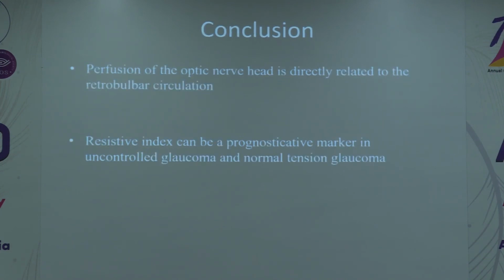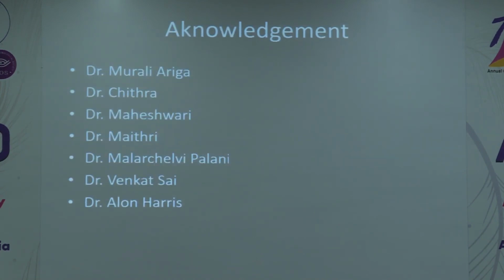So to conclude, perfusion of the optic nerve head is directly related to retrobulbar circulation, and resistive index can be a prognostic marker in uncontrolled glaucoma and normal tension glaucoma.